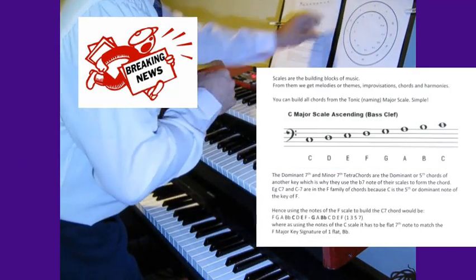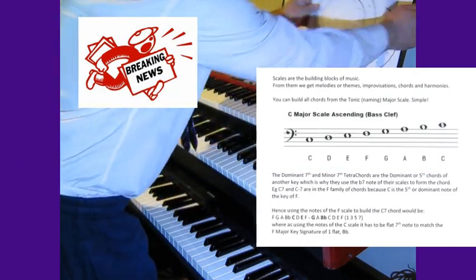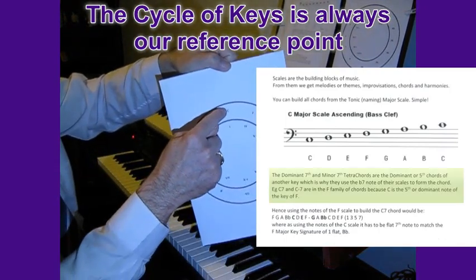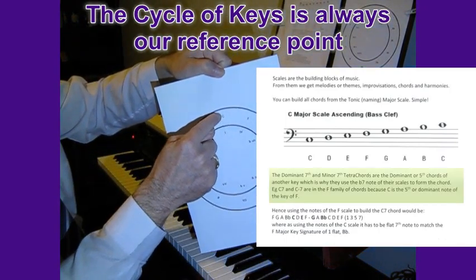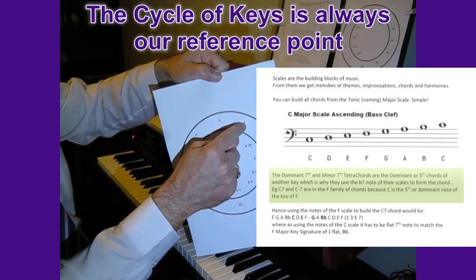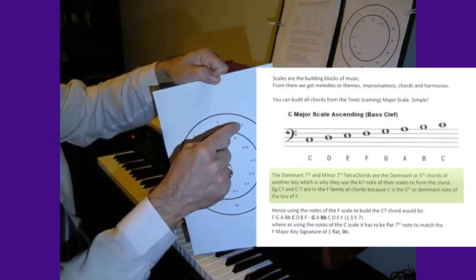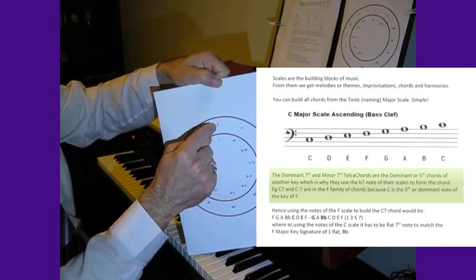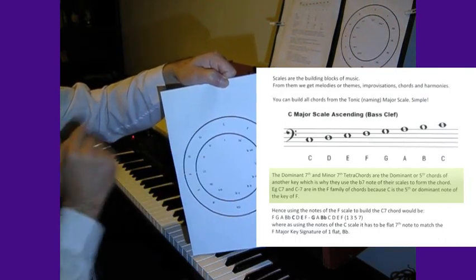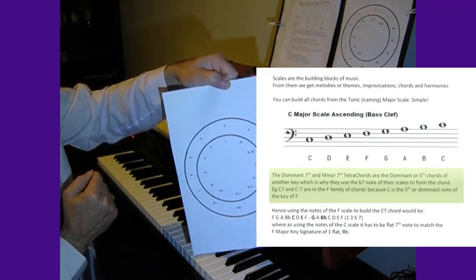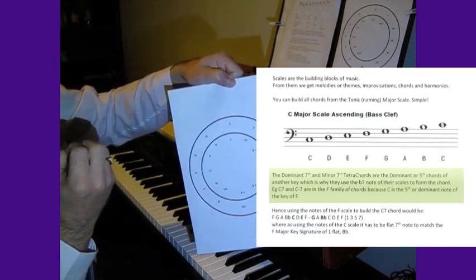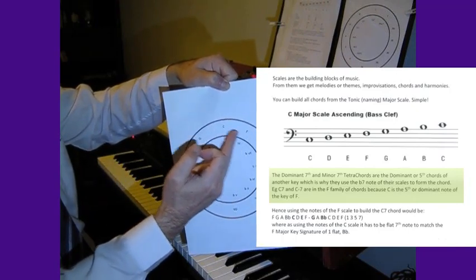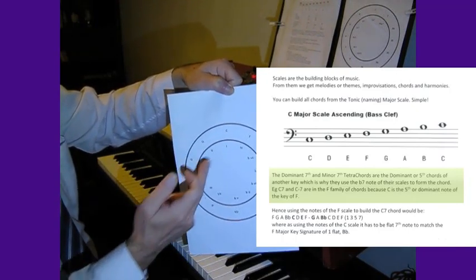So if we have a look at the cycle of keys, we can see quite clearly that C is the dominant, or the fifth note of F. F major has one flat, B flat, and that's why there's a B flat in the C dominant seventh chord, because it actually belongs to the F family. So C is the dominant of F. We learnt that in previous videos.